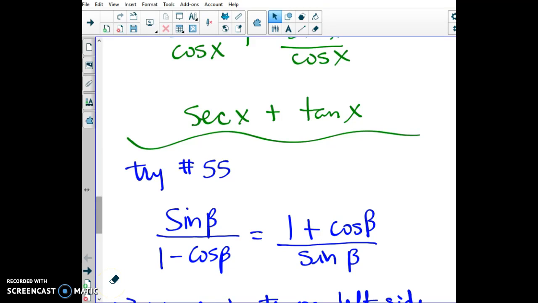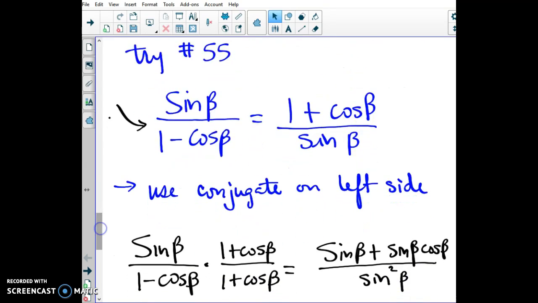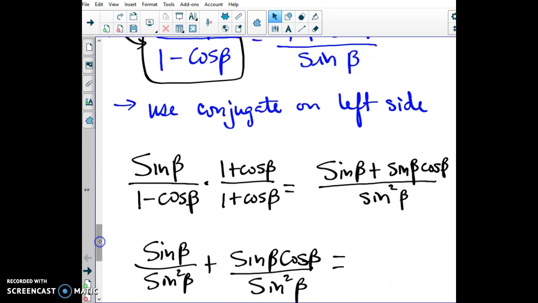So problem number 55, sine over 1 minus cosine beta on the left, 1 plus cosine beta over sine beta. I'm going to start on this side, and the reason I start on that side is because I can use the conjugate to simplify. So I'm going to start with sine over 1 minus cosine. And I've written that here. I'm going to use the conjugate of the denominator. I'm going to multiply top and bottom by that.